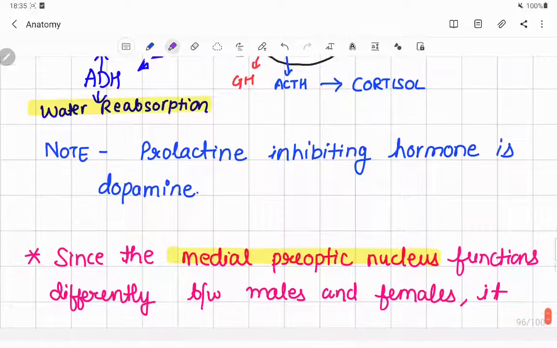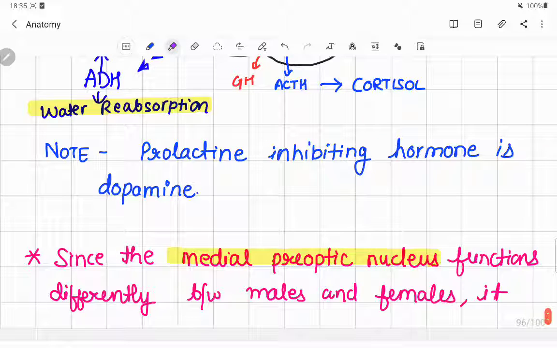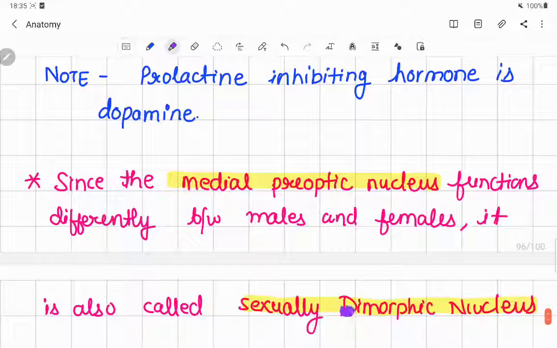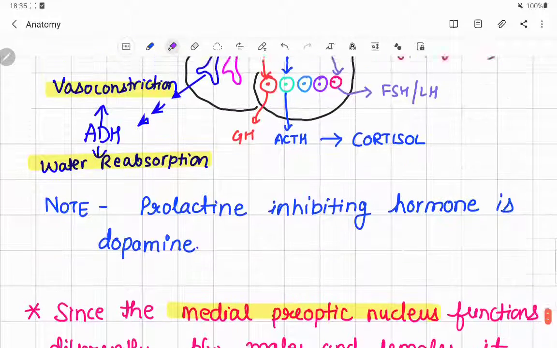Now, the medial preoptic nucleus functions differently between males and females, because FSH and LH definitely will have different functions in males and females, so it is also called the sexually dimorphic nucleus. You have to remember this, that the medial preoptic nucleus is also called the sexually dimorphic nucleus of the hypothalamus.